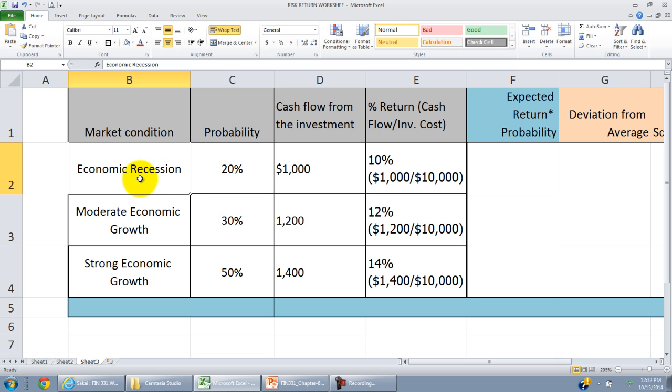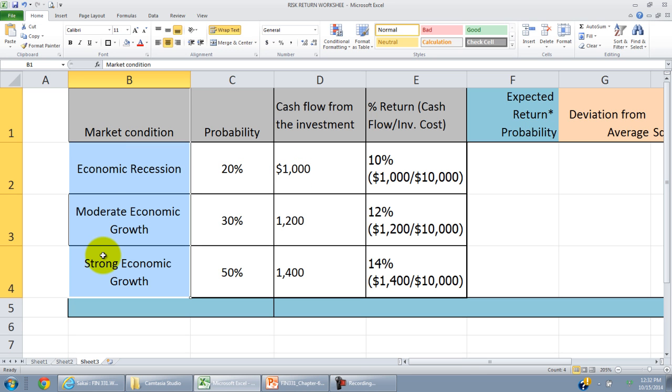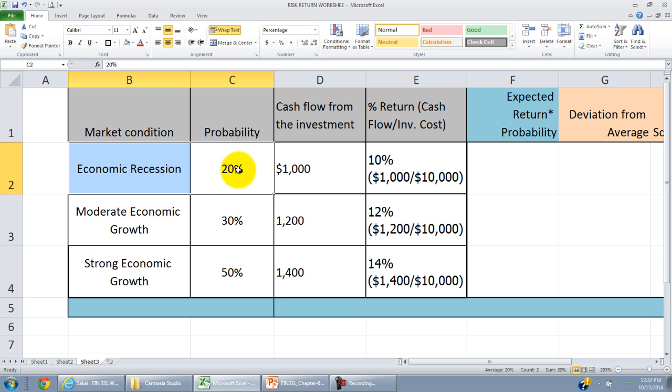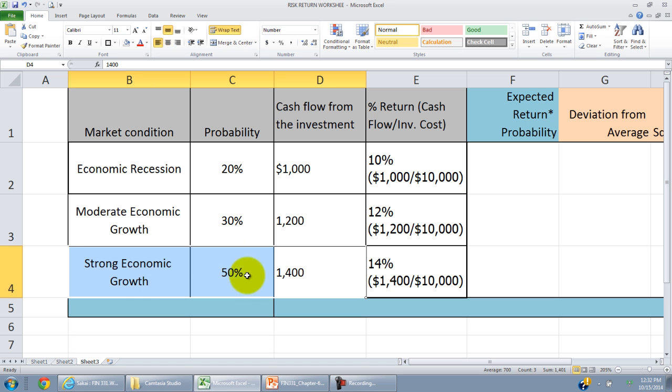We know that our investment performance depends on the market in general. Here we have three different possible outcomes for the market. First of all, there is a 20% chance that the market will fall into recession, a 30% chance that we have moderate growth, and a 50% chance that we have a strong growth.